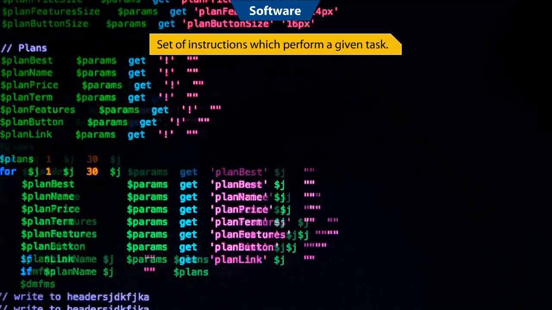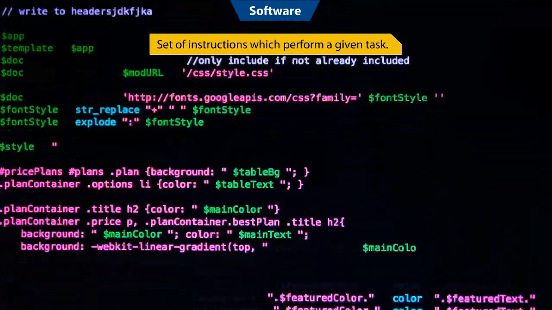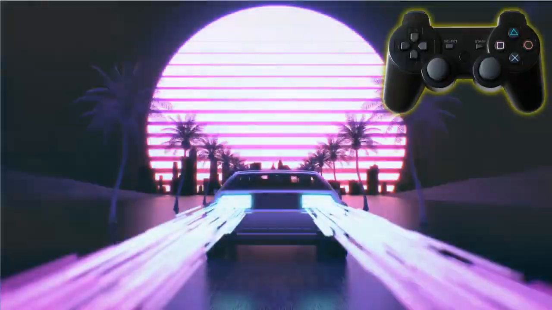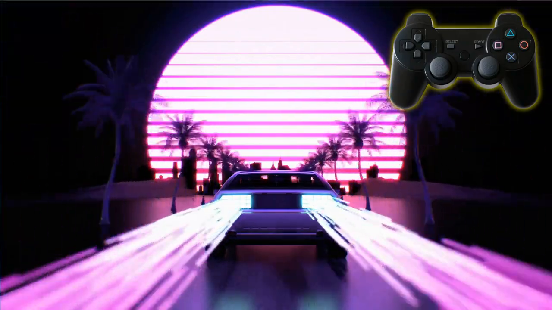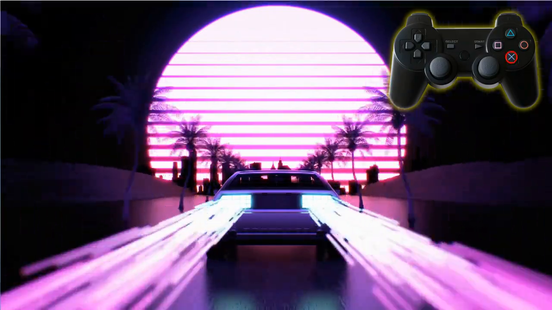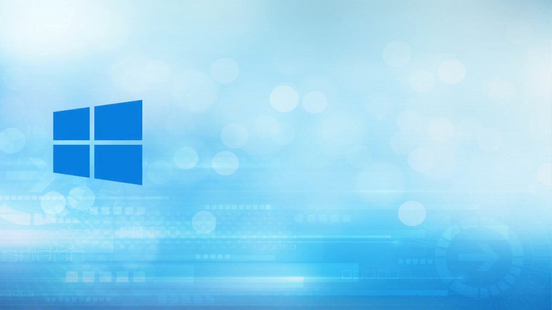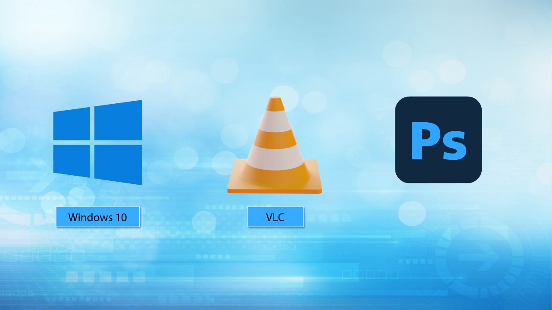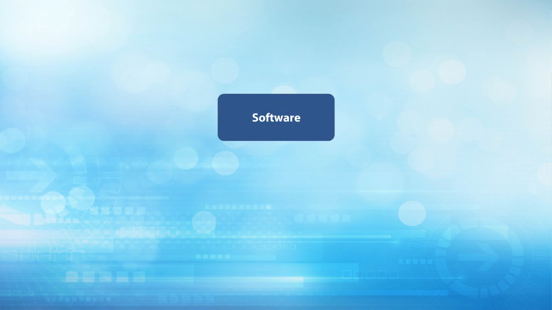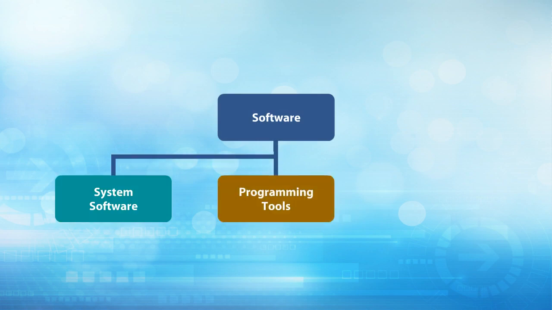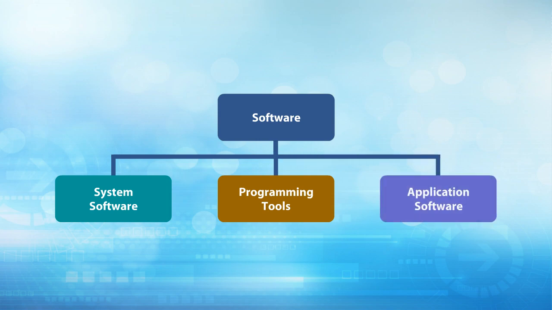Software is a set of instructions which perform a given task, like accelerating the car when the X key is pressed. Operating systems like Windows 10, media players like VLC and photo editors like Photoshop are some examples of software. Software is classified in three categories: system software, programming tools, and application software.